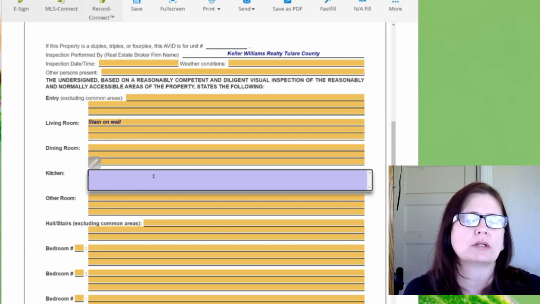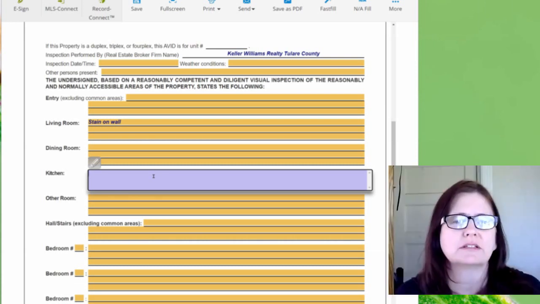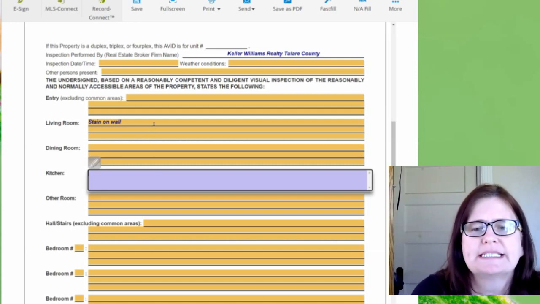But we think it's mold. So do we want to put that it's mold? No, because we are not environmental experts, right? Okay, so we're going to put stain on wall.